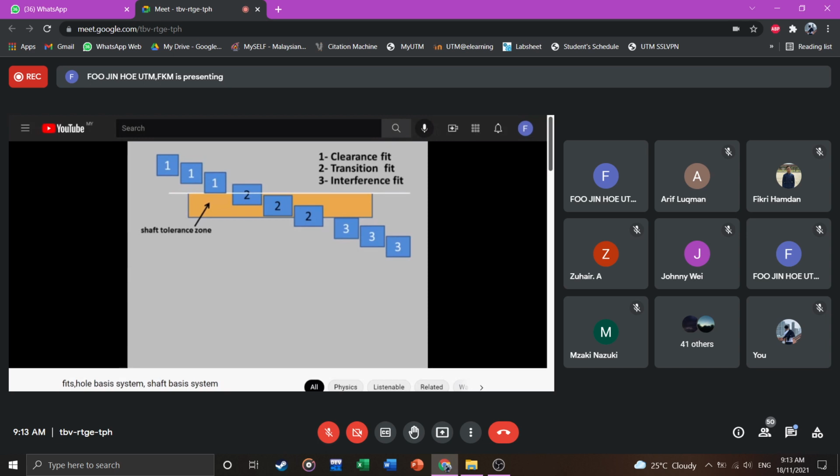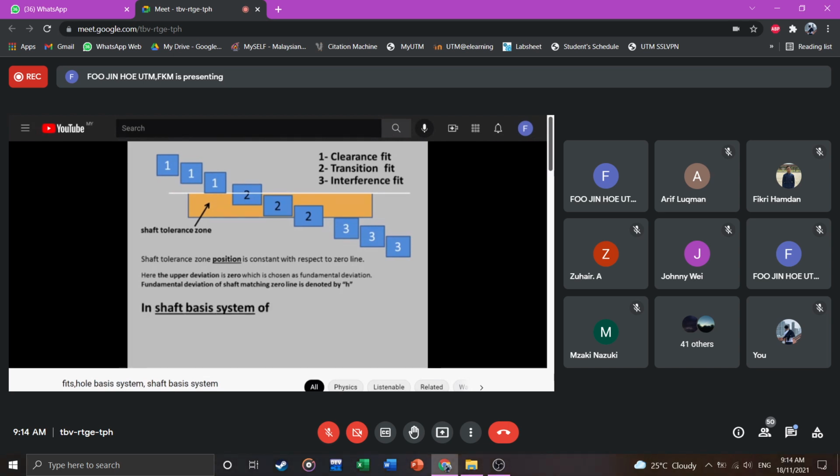This is known as the shaft basis system of limits and fits. Now, shaft tolerance zone position is constant with respect to the zero line. Here, the upper deviation is 0, which is chosen as fundamental deviation. And fundamental deviation of shaft matching zero line is denoted by small h. In shaft basis system of limits and fits, fundamental deviation of shaft always will be small h.